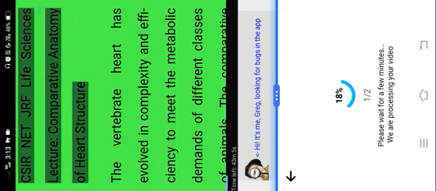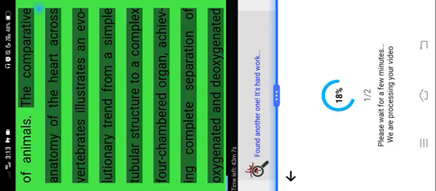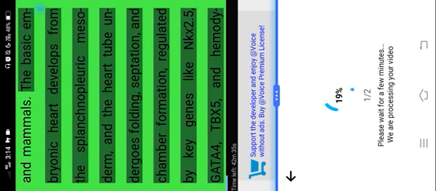CSIR NET JRF Life Sciences lecture, comparative anatomy of heart structure. The vertebrate heart has evolved in complexity and efficiency to meet the metabolic demands of different classes of animals. The comparative anatomy of the heart across vertebrates illustrates an evolutionary trend from a simple tubular structure to a complex four-chambered organ, achieving complete separation of oxygenated and deoxygenated blood in higher vertebrates. This structural evolution ensures efficient gas exchange, higher pressure and systemic circulation, and adaptation to endothermic lifestyles in birds and mammals. The basic embryonic heart develops from the splanchnopleuric mesoderm, and the heart tube undergoes folding, septation, and chamber formation, regulated by key genes like NKX2.5, GATA4, TBX5, and hemodynamic forces.